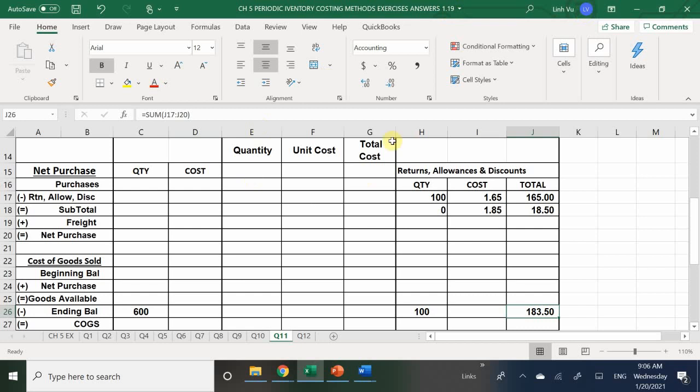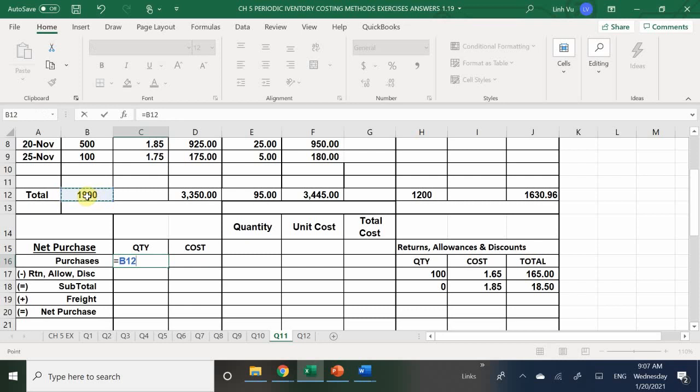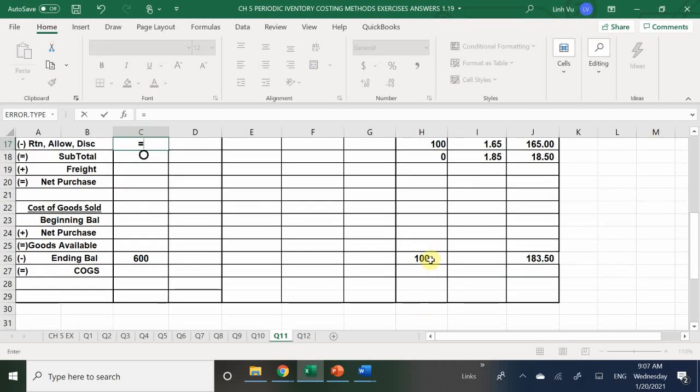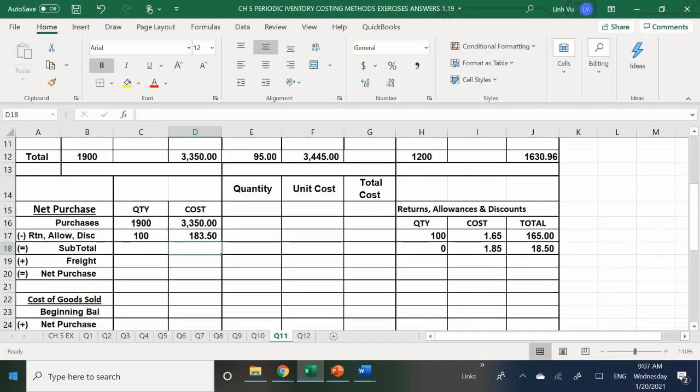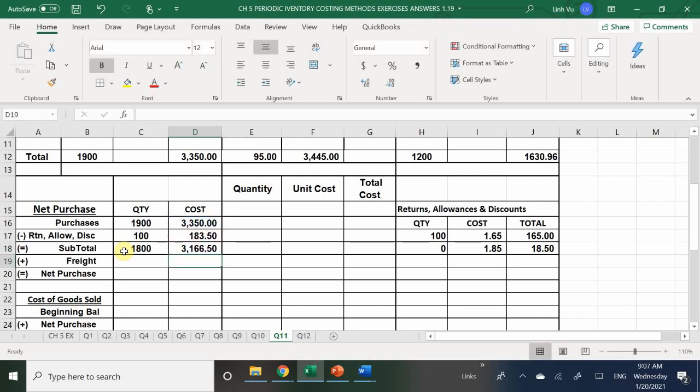Okay. So now that we are here, I'm going to go ahead and plug in my numbers here. So the quantity I purchased was the 1900 at a grand total of 33.50. Okay. I returned 100 of those items at 183.50. Okay. So what's my subtotal here? 3166.50. Good.